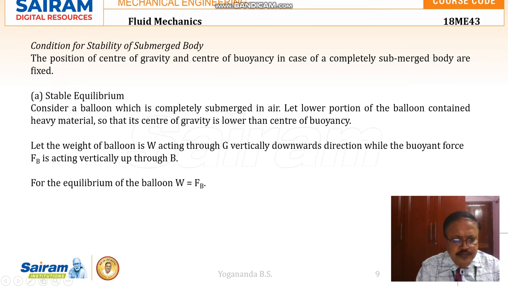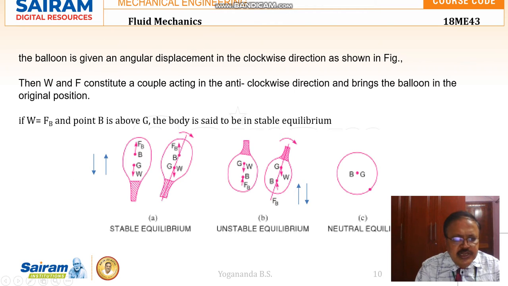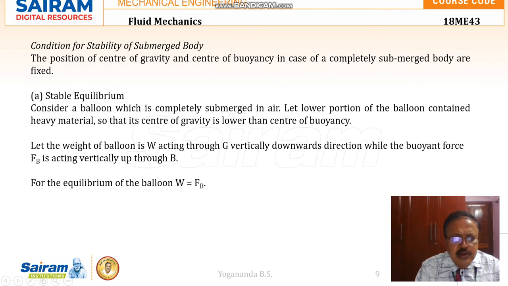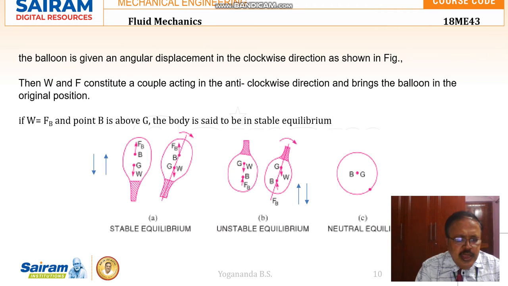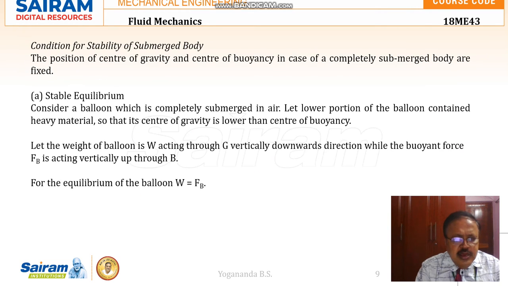So now here the position of CG, that is center of gravity, and the position of B, center of buoyancy, will get fixed in the completely submerged body. Now we are considering three states: stable equilibrium, unstable, and neutral equilibrium. Now stable equilibrium. So consider a balloon here which is completely submerged in the air, right?